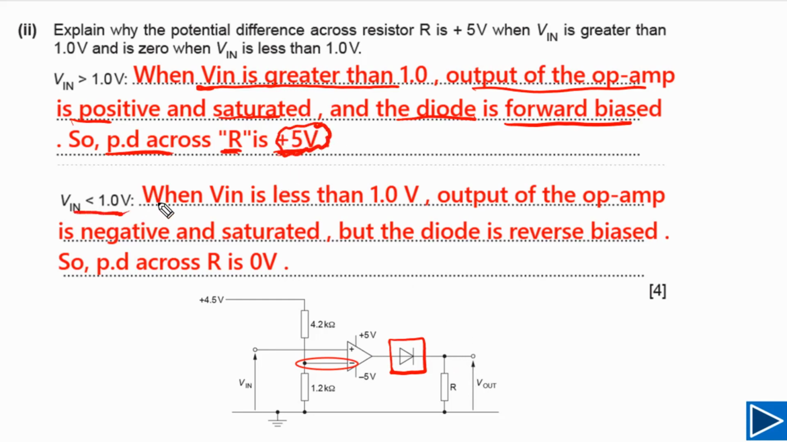And when V in is less than 1.0, it simply means that the output of the op amp is negative, and again our op amp is saturated. But if you look at this diode, now current will try to flow this way, but current cannot flow because this diode is reverse biased. So as no current is passing through this resistor, this V out simply will be equal to 0 volt.